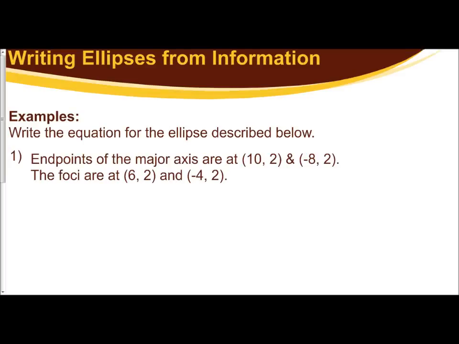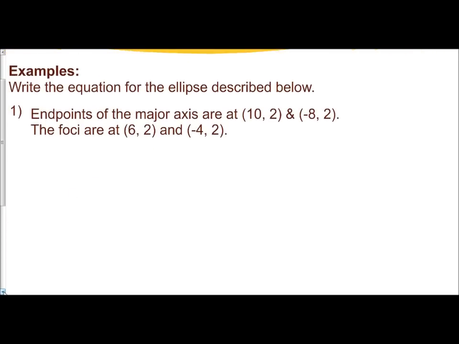This is the last video in this series dealing with the conic section of ellipses, and in this video we'll be focusing on how to write the equation of an ellipse when given the location of some of its parts. So if we take a look at the first example, we are asked to write the equation of the ellipse that has endpoints of the major axis located at (10, 2) and (-8, 2), and the foci are located at (6, 2) and (-4, 2). So we have to create the equation of the ellipse.